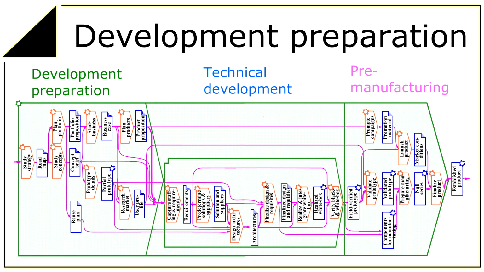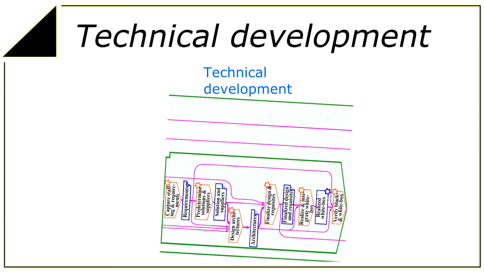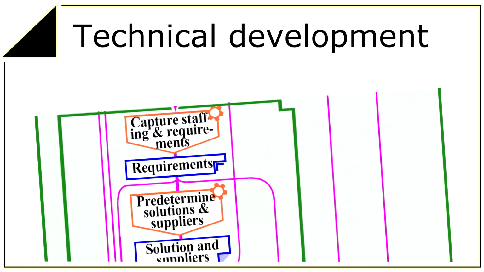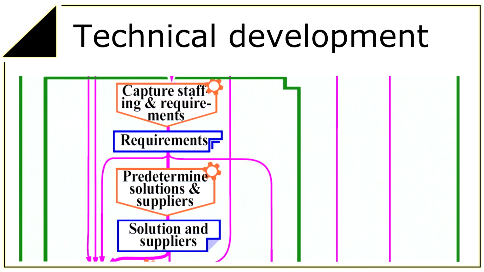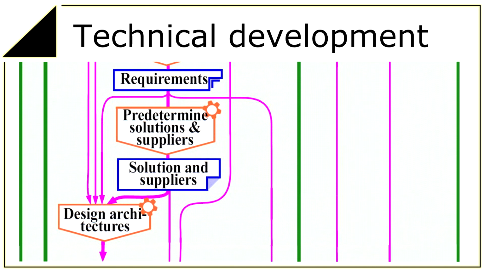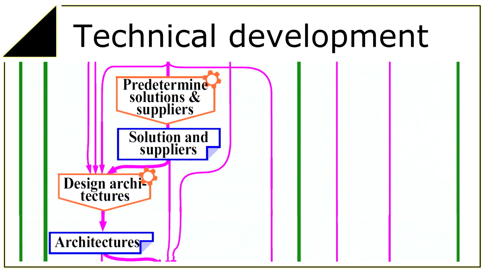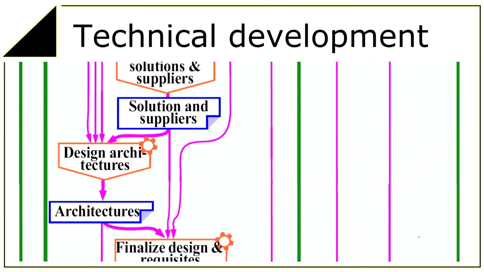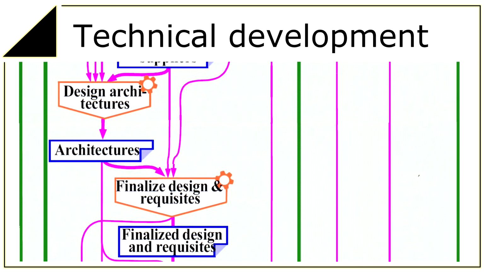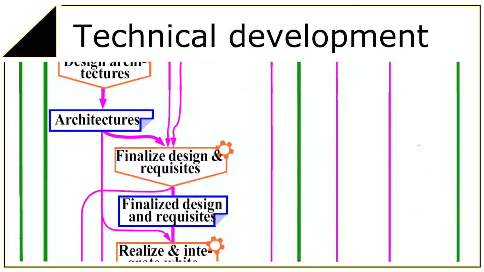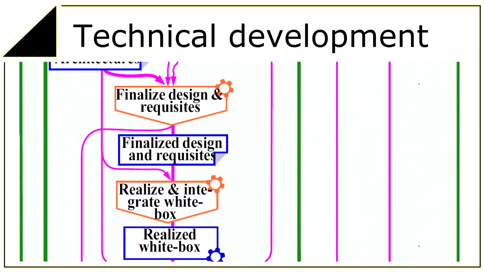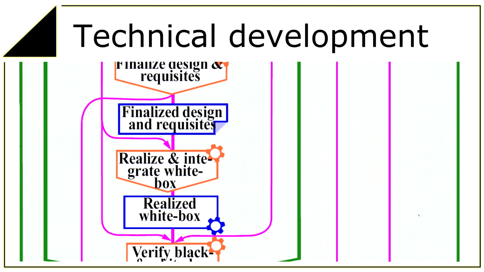After development preparation, the technical development takes place, which is the core of CPDM. Capture staffing and requirements: collect technical requirements and claim human resources for development. Predetermine solutions and suppliers: propose technical solutions and suppliers to support such solutions. Architecture takes the solutions and embeds them into a system architecture. Finalize design refines the architecture to detailed items to be purchased from suppliers.